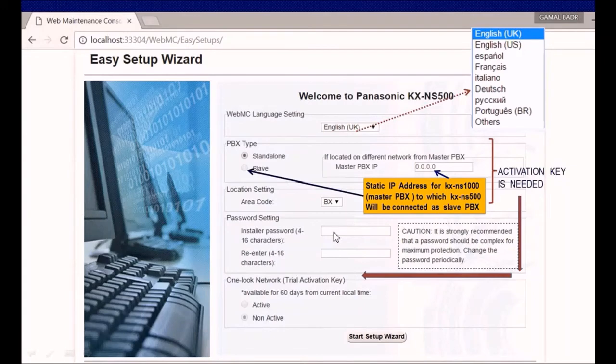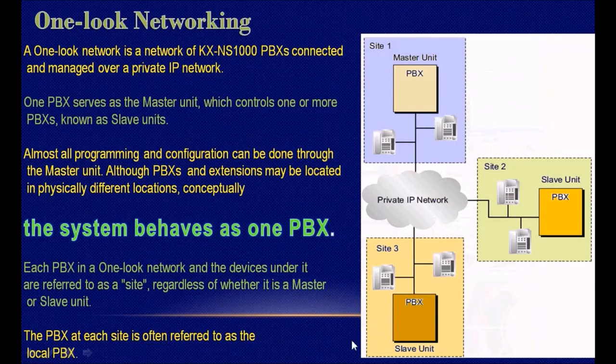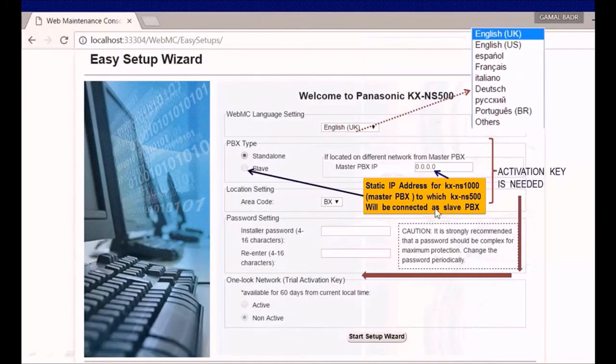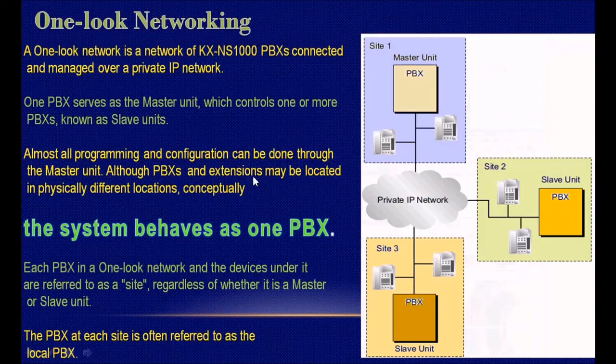You must change the password and rewrite it and go to start setup wizard. One lock network is always using NS1000 as a master unit. This master unit must be NS1000. These sites will be NS500 and will be set to slave through system programming.